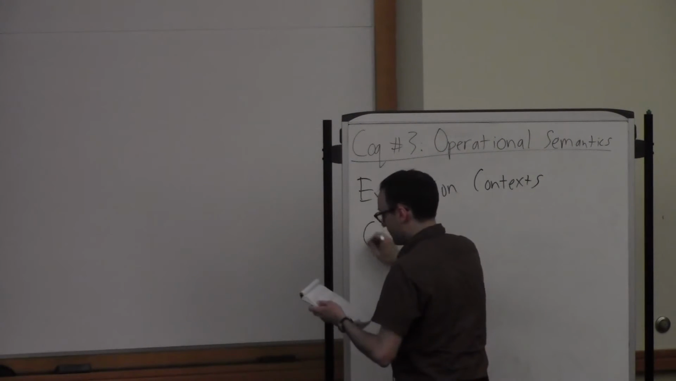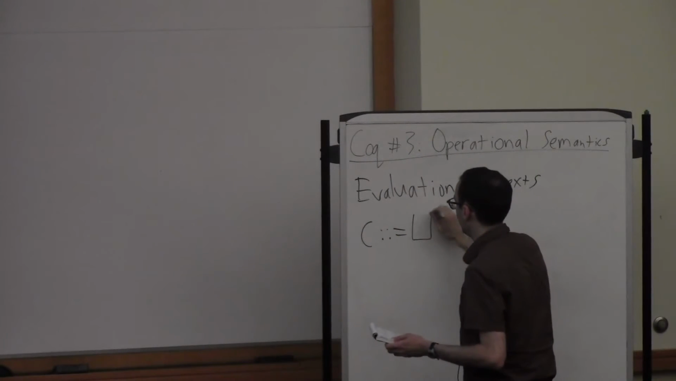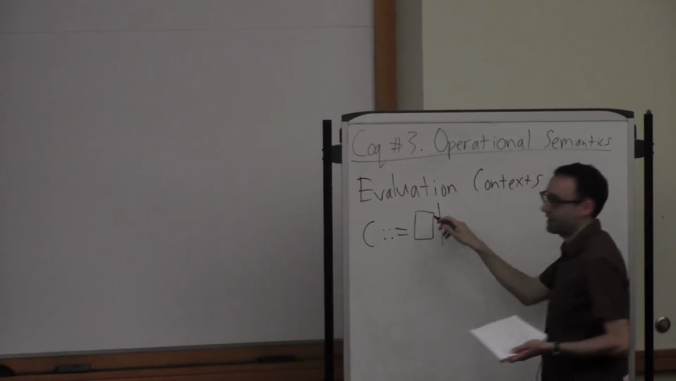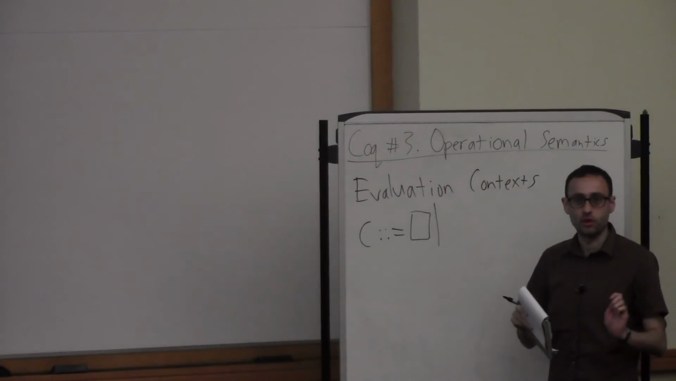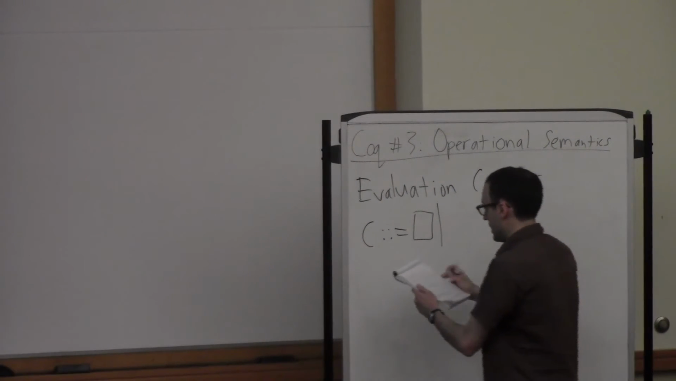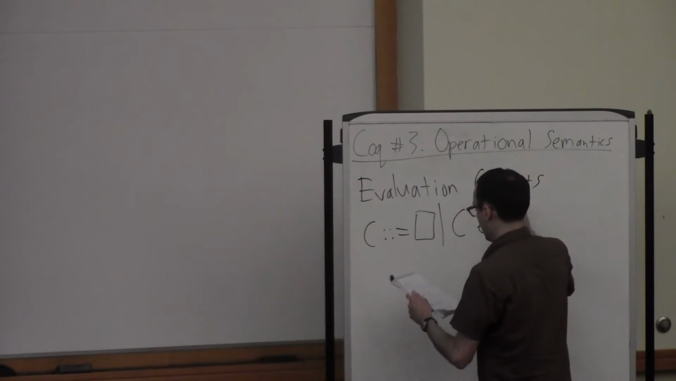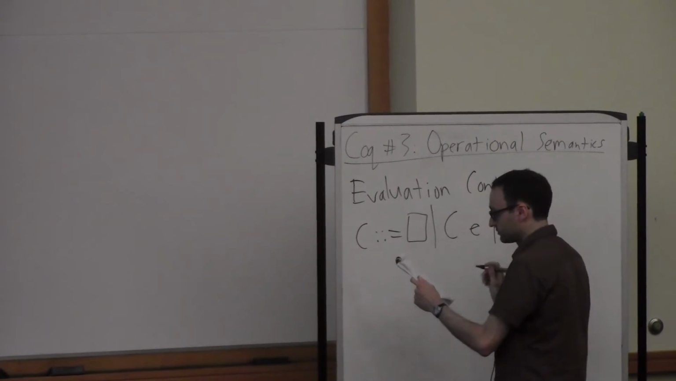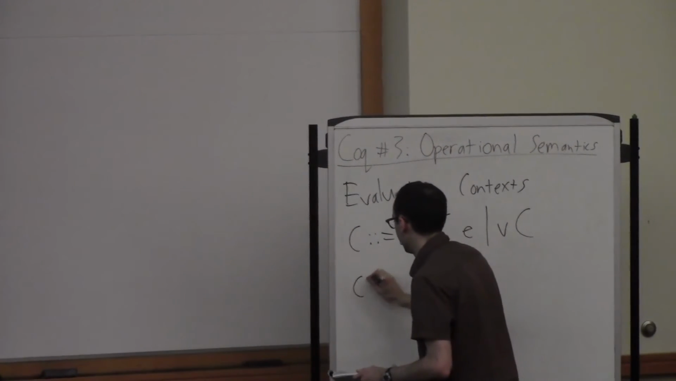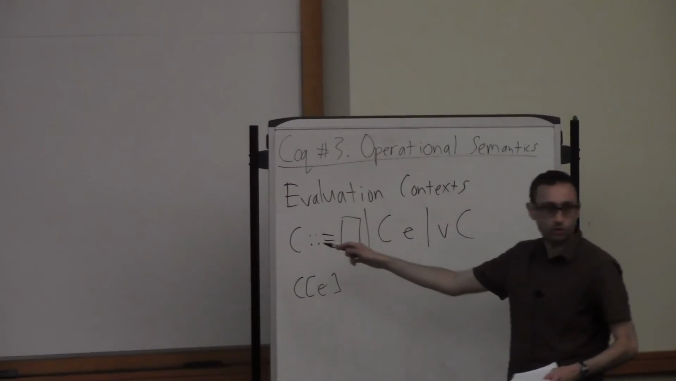So the main thing we're going to do is define a type of evaluation context, which includes this box, which we call a hole. The idea is an evaluation context is an expression with one hole that we're going to fill something into. And so a context could be a hole, or it could be a context followed by an expression, or it could be a value followed by a context. And we have an operation, C[E], that means plug E into the hole in C.